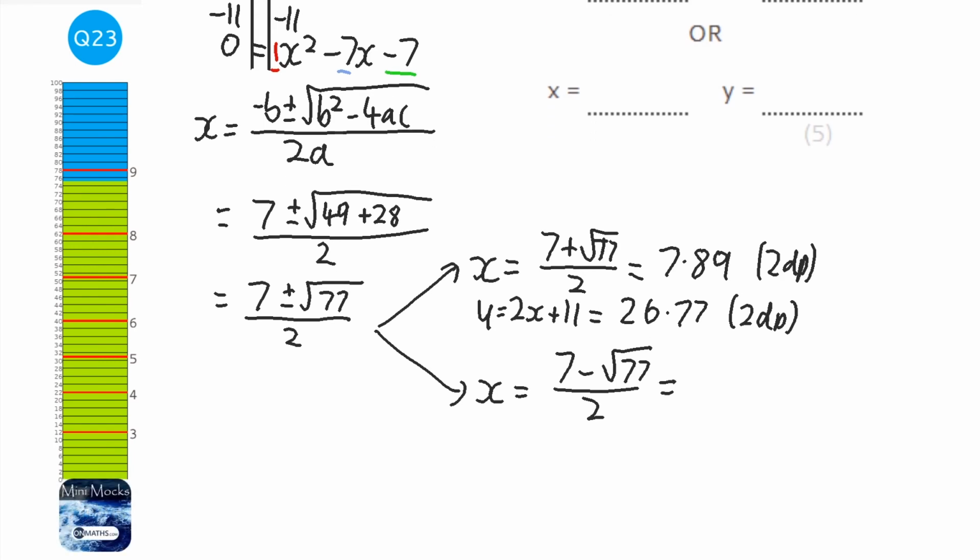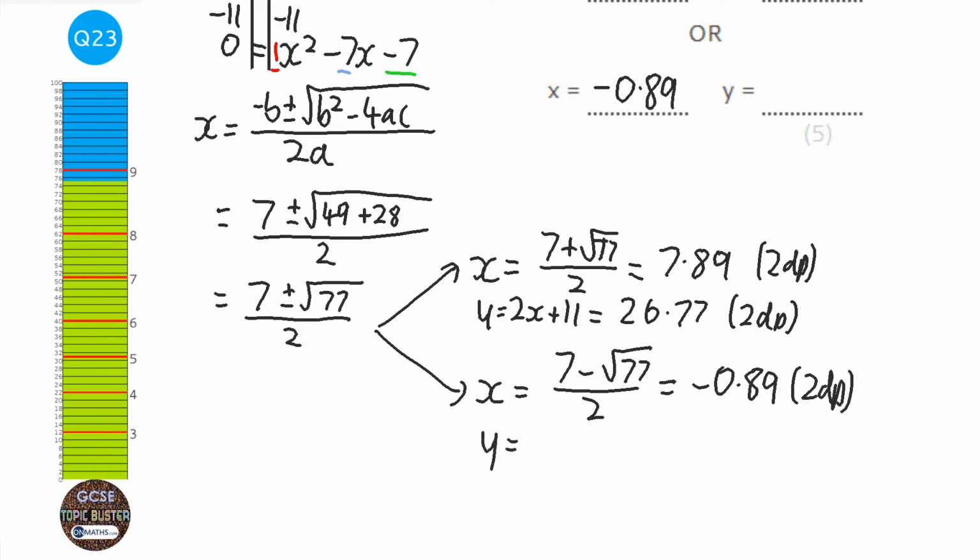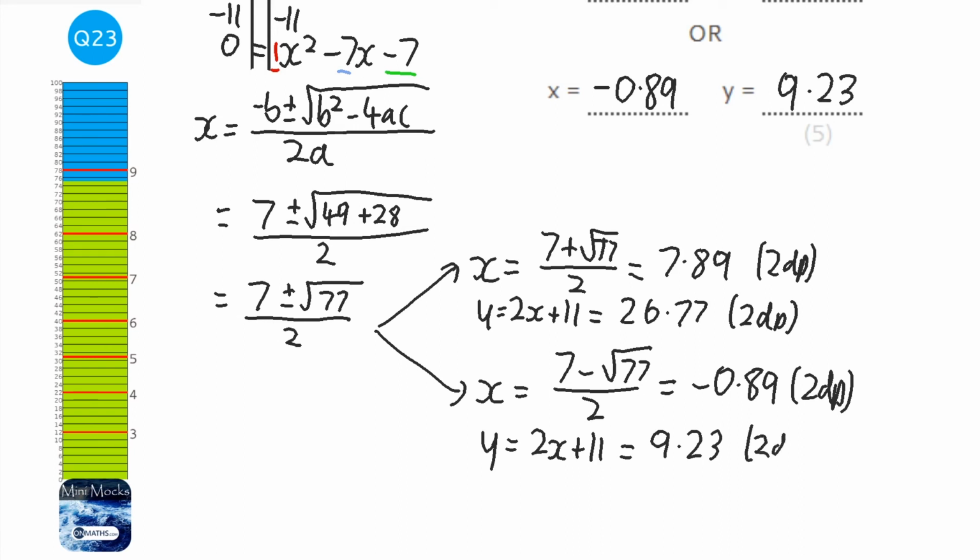And I'm going to type that in again. So 7, but this time minus root 77 over 2. And it gives me the decimal answer of minus 0.89, again to 2 decimal places. So minus 0.89. And similarly, we know that y is 2 lots of x plus 11. So I'm going to times that by 2, and I'm going to add 11. And press the decimal button, so 9.23. That's to 2 decimal places.